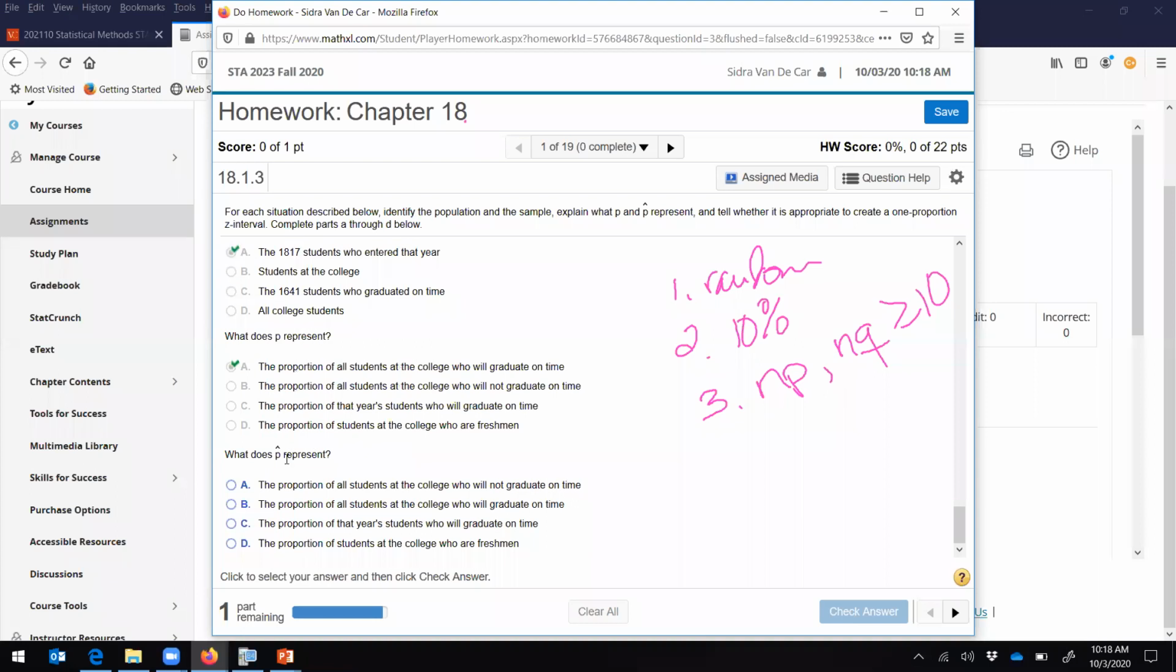And what does the P hat represent? That's what we got back out of the sample. So the year that we sampled these students, 1641 out of the 1817 graduated on time. So it's the proportion of that year's students who graduated on time.